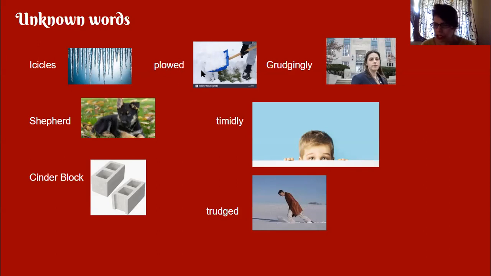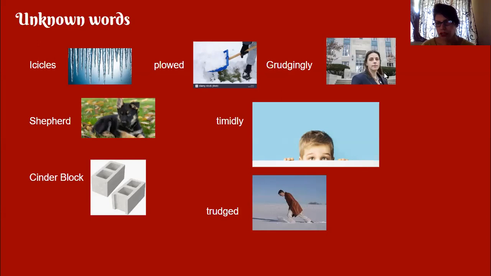Plowed. Oh, you know what, that was a word that I didn't ask you to circle, sorry. So plowed: you see Doris doing something on the driveway. She is plowing through the driveway. That means she's shoveling snow out of the way so that they can drive in and out with their car. So that's plowed, okay?